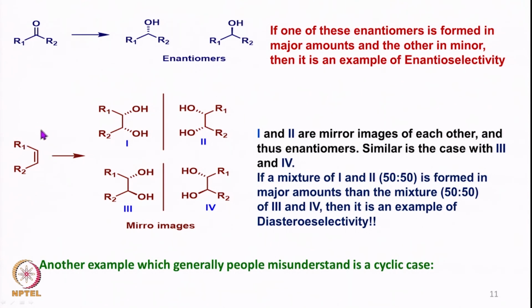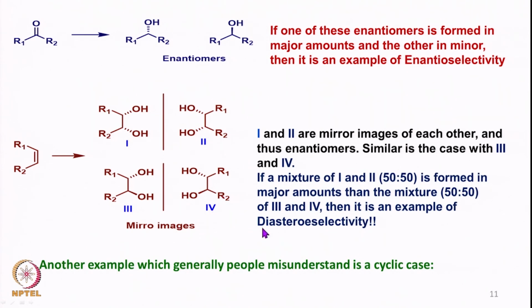In a similar fashion, if we start with a double bond like this, which is a kind of prochiral double bond, and do dihydroxylation. So, if we do cis dihydroxylation, we get these two molecules which are mirror images of each other, and if we do trans dihydroxylation, then we get these two molecules which are again mirror images of each other. So, if 1 and 2 are mirror images of each other, and 3 and 4 are mirror images of each other, then a 50-50 mixture of 1 and 2 is a mixture of enantiomers. If these compounds are formed in major amount over the others, that means the dihydroxylation is specifically cis dihydroxylation, then we call this an example of diastereoselectivity.